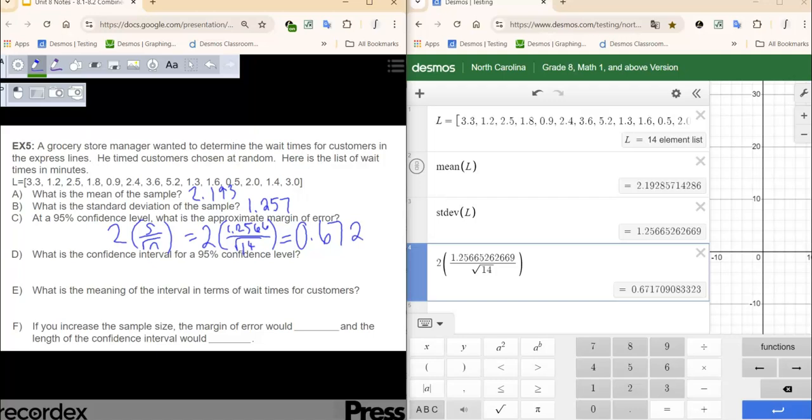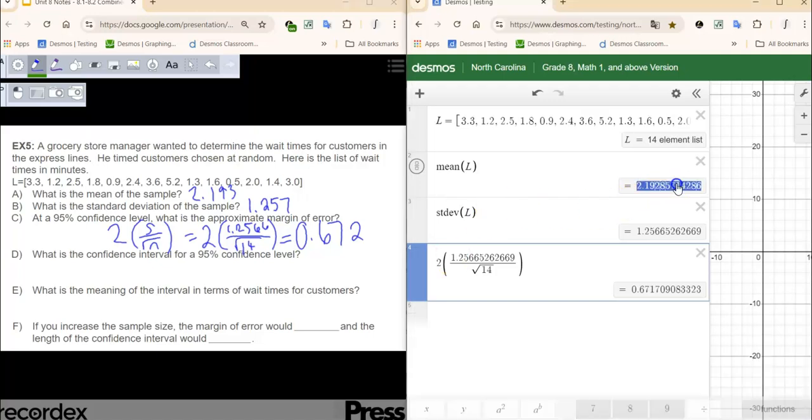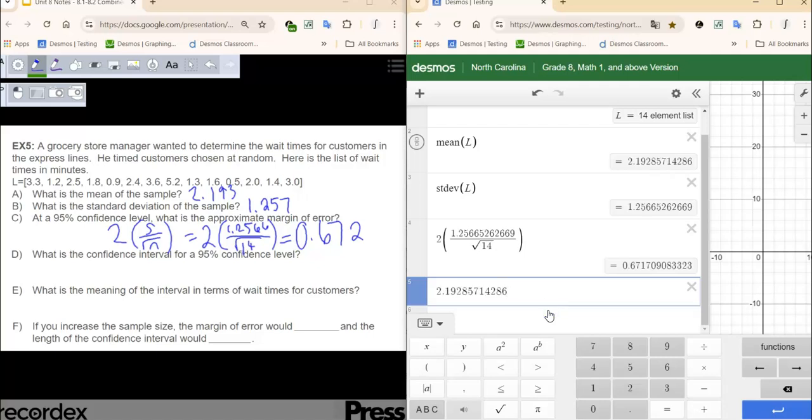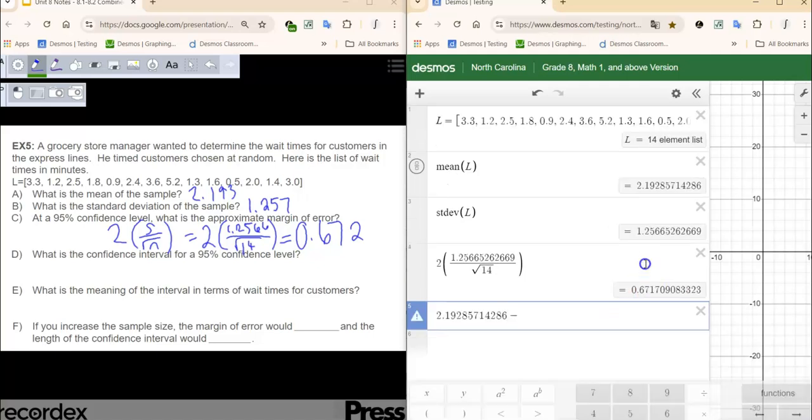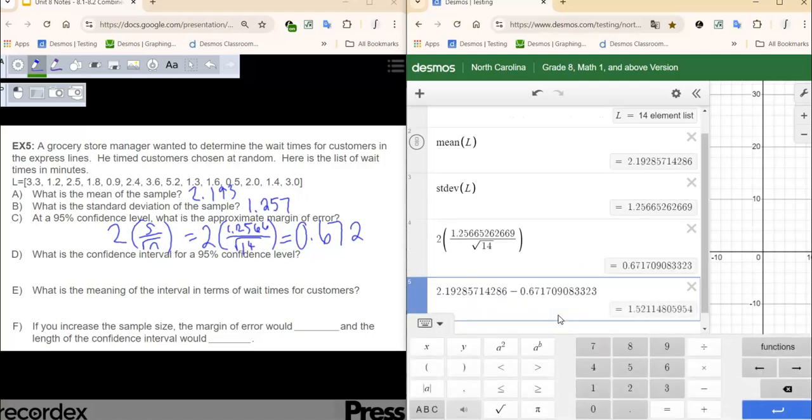We'll just round that off there. So my margin of error is 0.672. So for the confidence interval, I'm going to take this and add it and subtract it from my mean. So my mean is right here. To get the lower number of my confidence interval, I am going to subtract my margin of error right here.